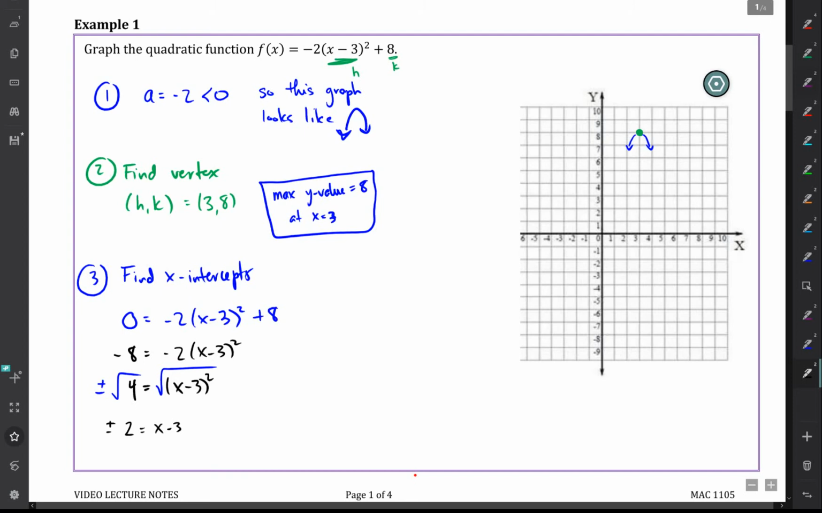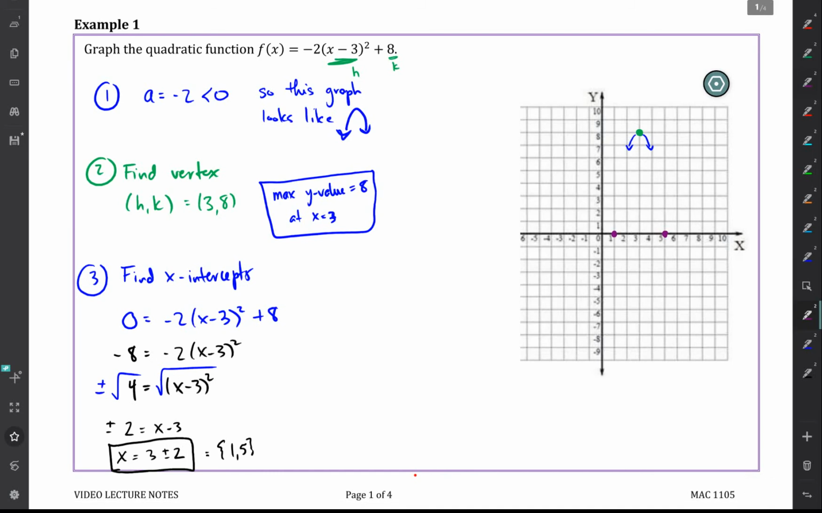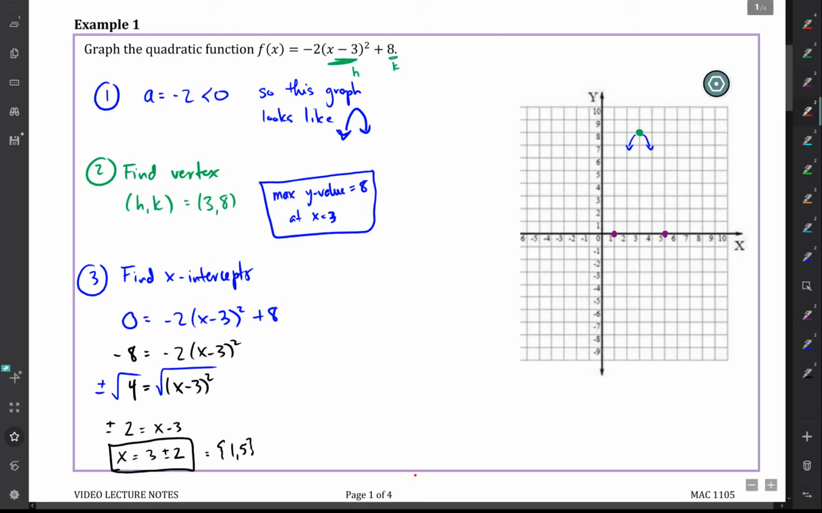So x equals 3 plus or minus 2, so that's what? That's really either 5 or 1. Okay, so I can plot those. I'll plot those right here. Here's one of those x-intercepts. There's the other. Okay, so again, to find the x-intercepts, you just use the square root property for quadratics.